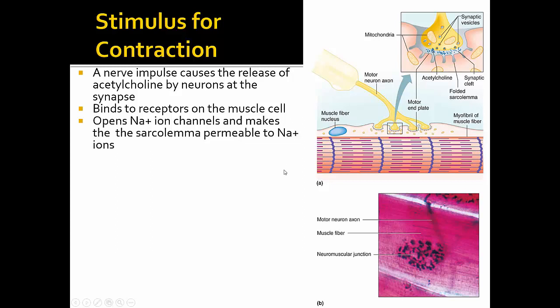So acetylcholine binds the receptors. That opens the sodium ion channels so the sodium can diffuse into the sarcolemma, into the sarcoplasm.